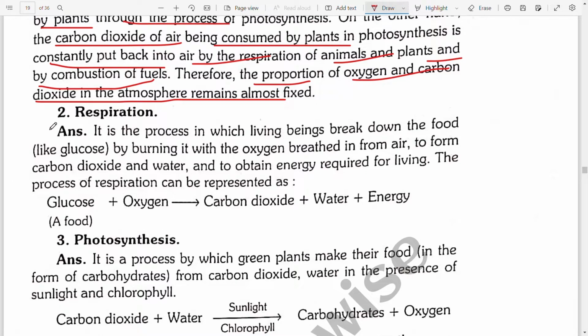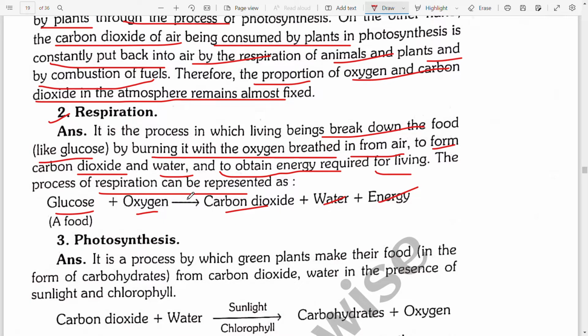Second is respiration. Answer: it is the process in which living beings break down food like glucose by burning it with the oxygen breathed from the air to form carbon dioxide and water and to obtain energy required for living. The process of respiration can be represented as: glucose reacts with oxygen to give carbon dioxide, water vapor and energy.